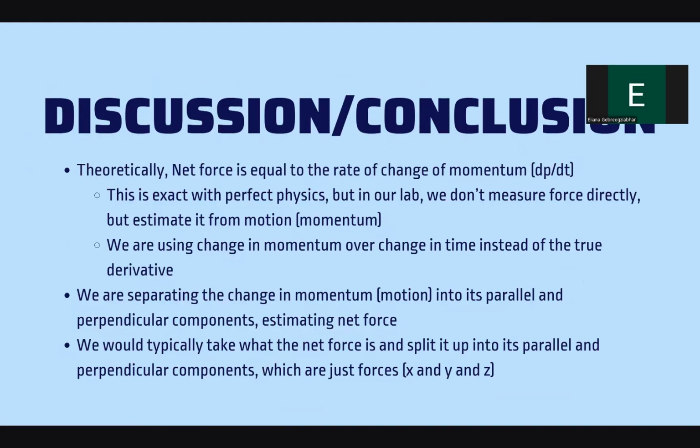When we're thinking about net force and its perpendicular and parallel components compared to the rate of change of momentum's parallel and perpendicular components, they are technically equal to each other. This is exact with perfect physics. However, in our lab, we don't get the chance to measure force directly because it is impossible with the objects that we're working with. However, we can estimate it through the motion that we see. For the rate of change of momentum, we separate the motion into its parallel and perpendicular components to help estimate what net force is. However, we would typically take what the net force is and then split it up into its parallel and perpendicular components, which will just be forces in the different coordinate directions. X, Y, and Z are examples of that.